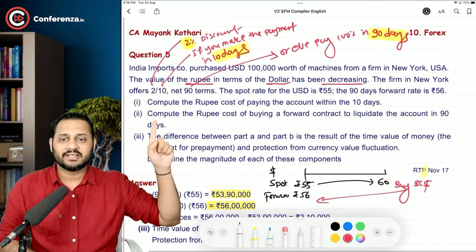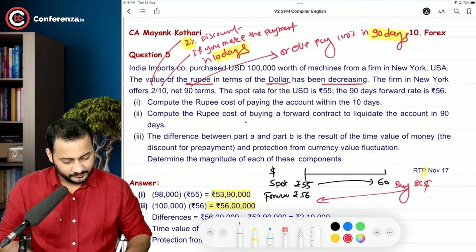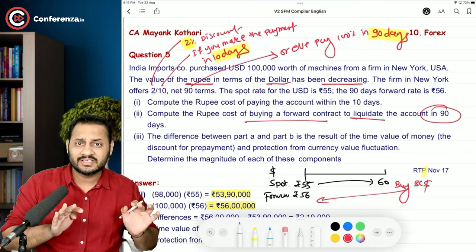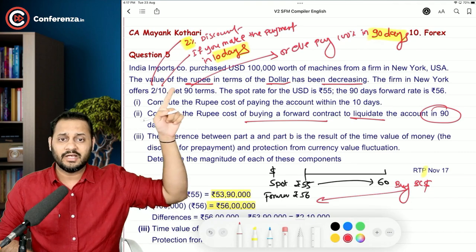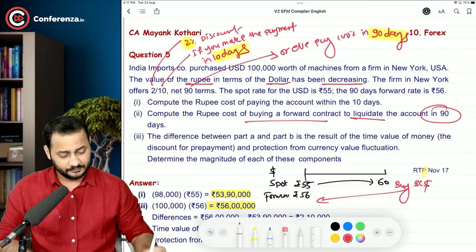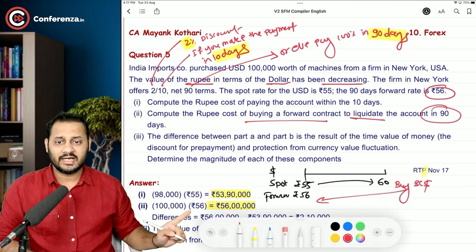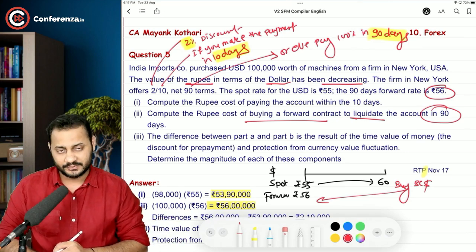Okay. The second part, compute the rupee cost of buying a forward contract to liquidate the account in 90 days. Please understand, there is no discount if you make the payment in 90 days. So you will have to pay the entire 1 lakh dollars at the agreed rate of 56, which is going to cost you 56 lakh rupees.